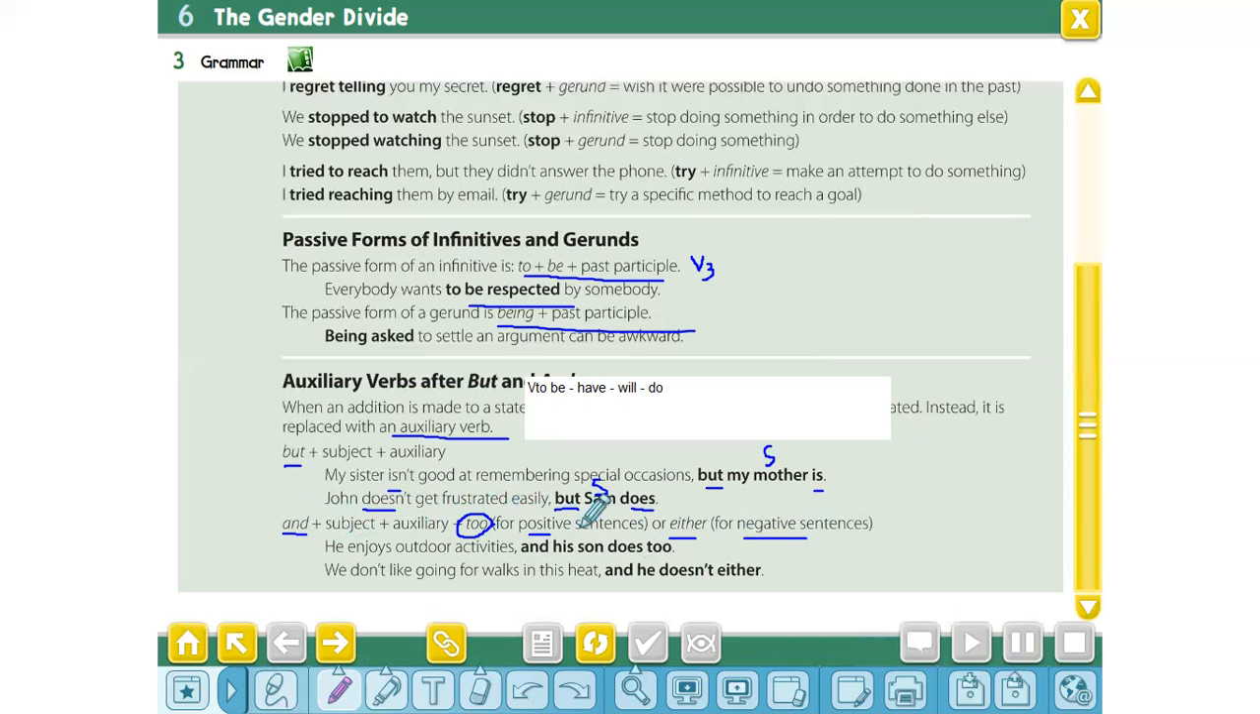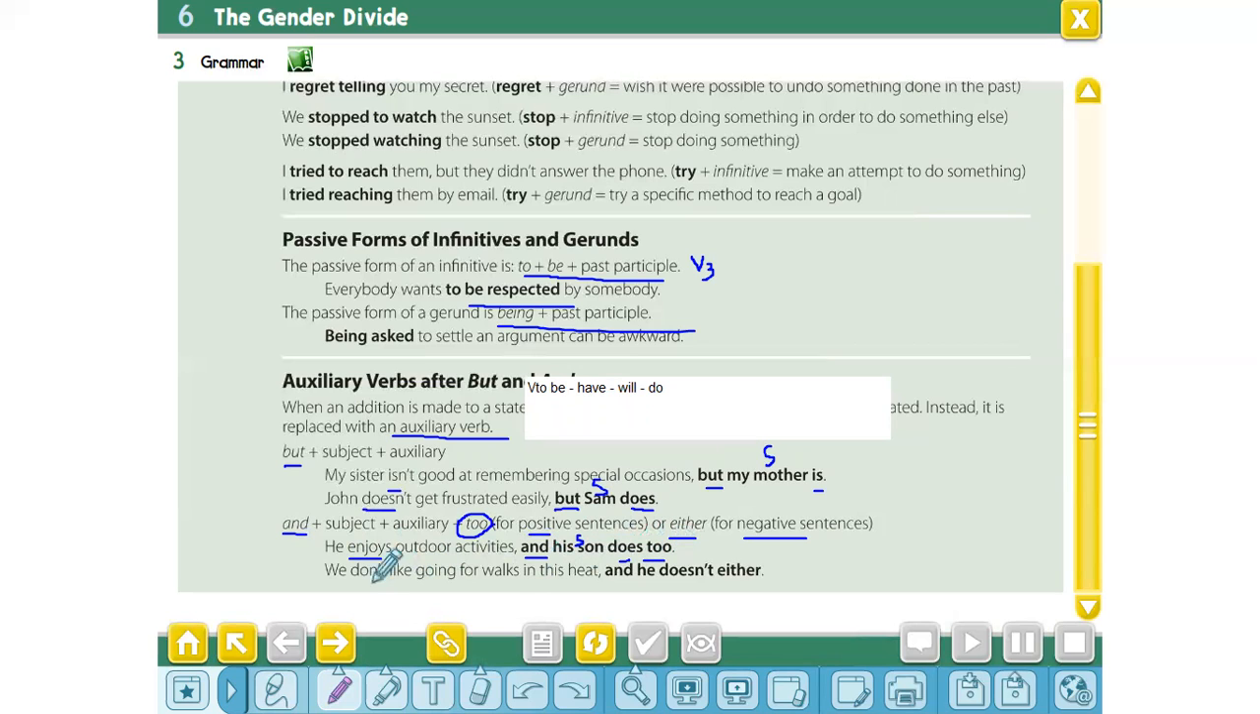For example, he enjoys outdoor activities and his son does too. Where is the main verb? Excellent, enjoys. So we will use the auxiliary verb does. And plus subject plus does. And here the sentence is positive, so we will add too.